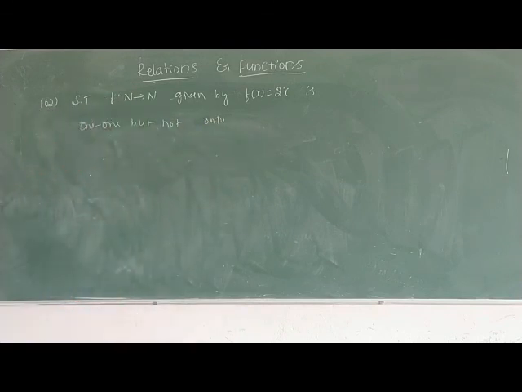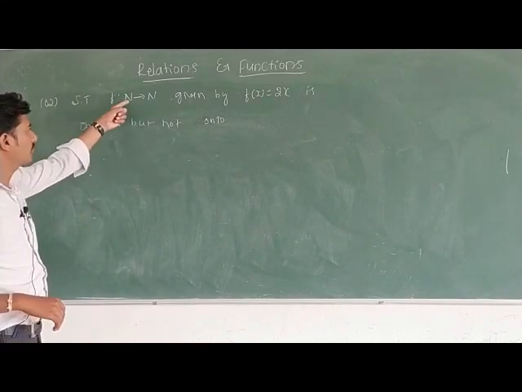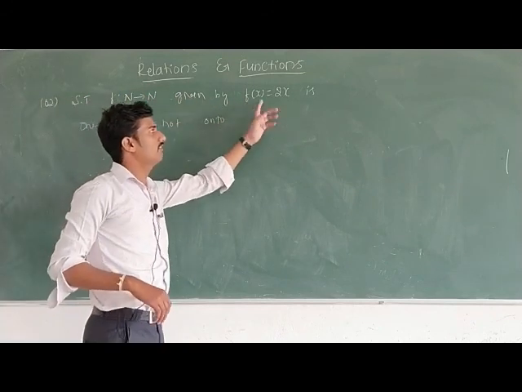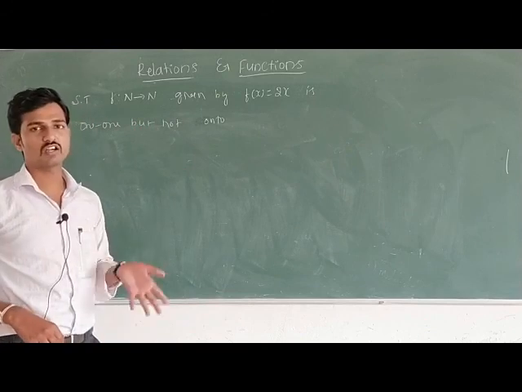So here also there is the same kind of problem, but the given function is defined from the set of all natural numbers to the natural numbers N, and is defined as f of x is equal to 2x. We have to show this function is one-one only but not onto.